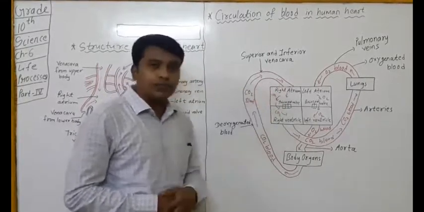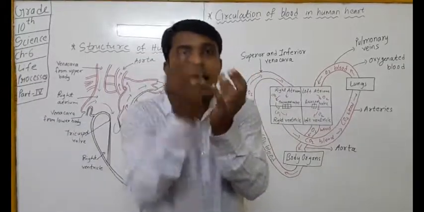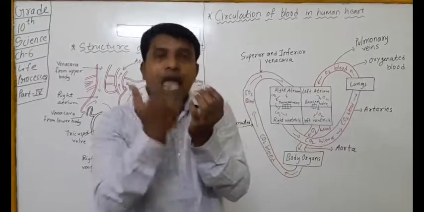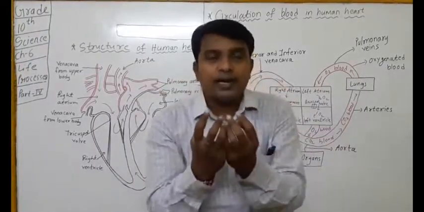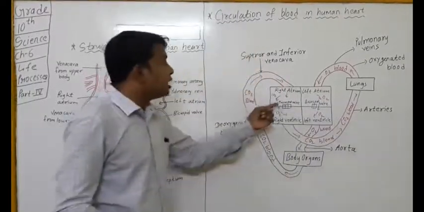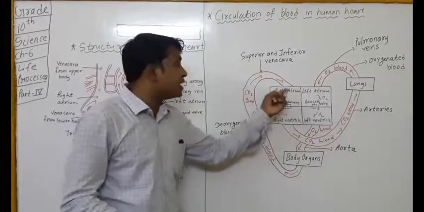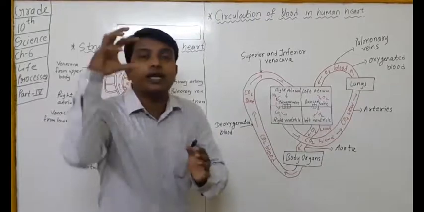enters the right atrium, the walls of the right atrium get relaxed. They allow the blood to come in. As soon as the right atrium becomes full of blood, it starts contracting. And due to its contraction, what happens? The tricuspid valve, which is there between the right atrium and right ventricle, gets open due to that pressure.